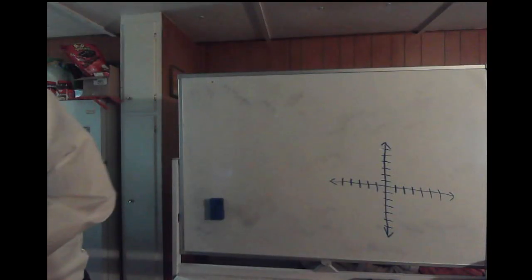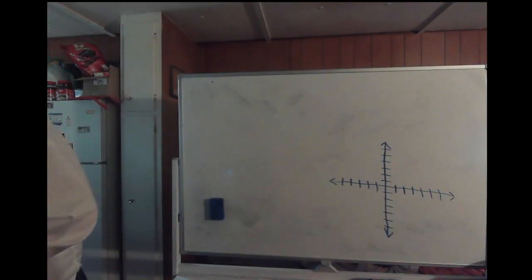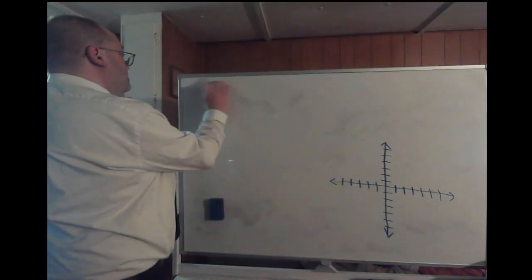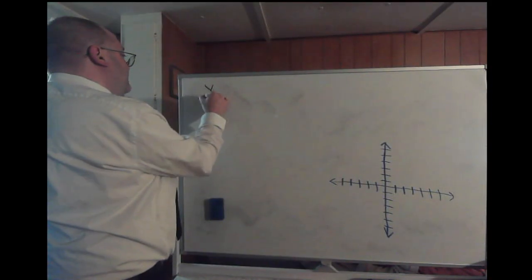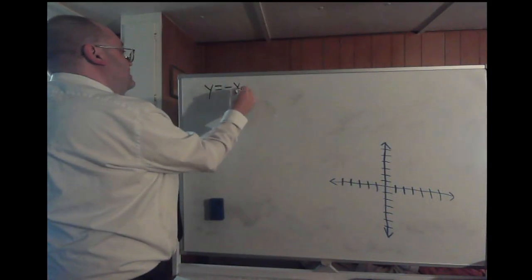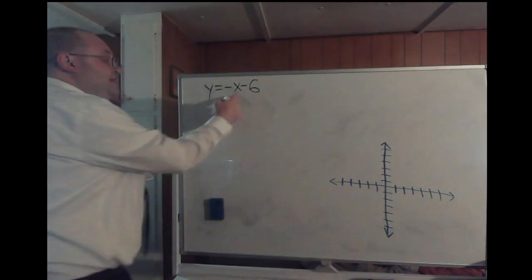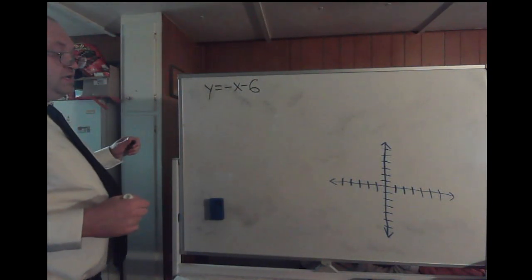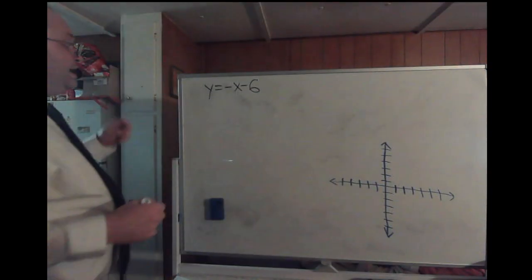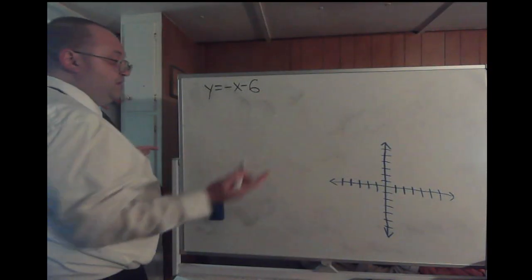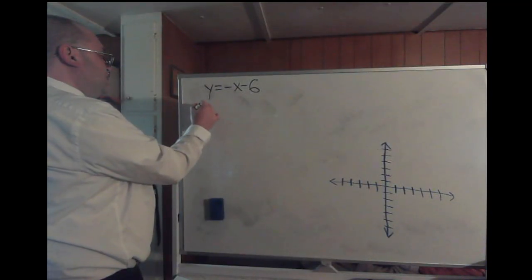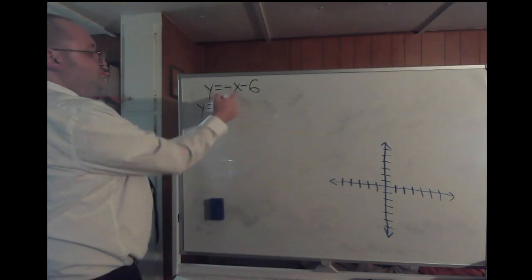Now let's see. We've got y equals negative x minus 6. This time we have negative x minus 6, and we're going to graph that. So once again, we'll pick some values of x. Let's do 0 for x.